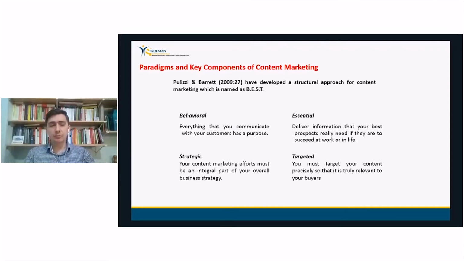According to Pulizzi and Barrett, everything that you communicate with your customers has to have a purpose. This is the behavioral side. When it comes to essential, they say deliver information that your best prospects really need if they are to succeed at work or in life. And your content must be strategic. They say your content marketing efforts must be an integral part of your overall business strategy. And you can see the integrity of all content marketing practices to overall business issues here. And it must be targeted. You must target your content precisely so that it is truly relevant to your buyers.